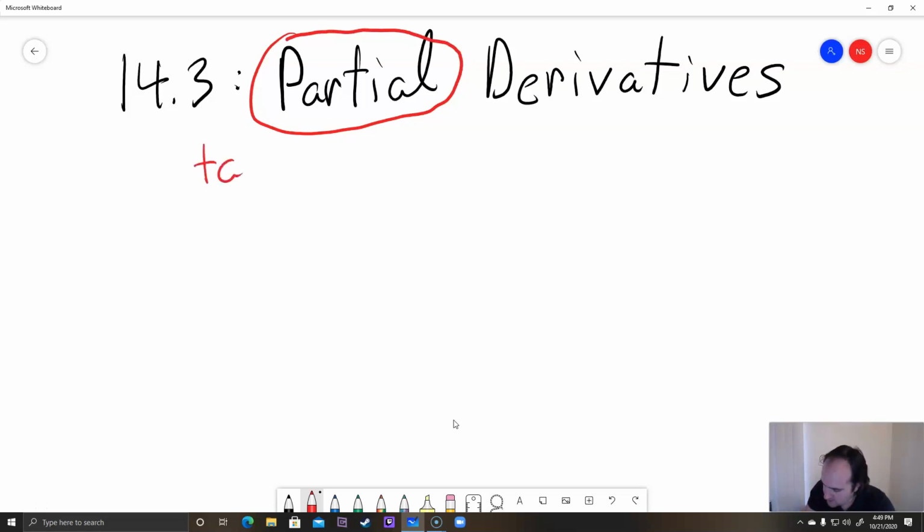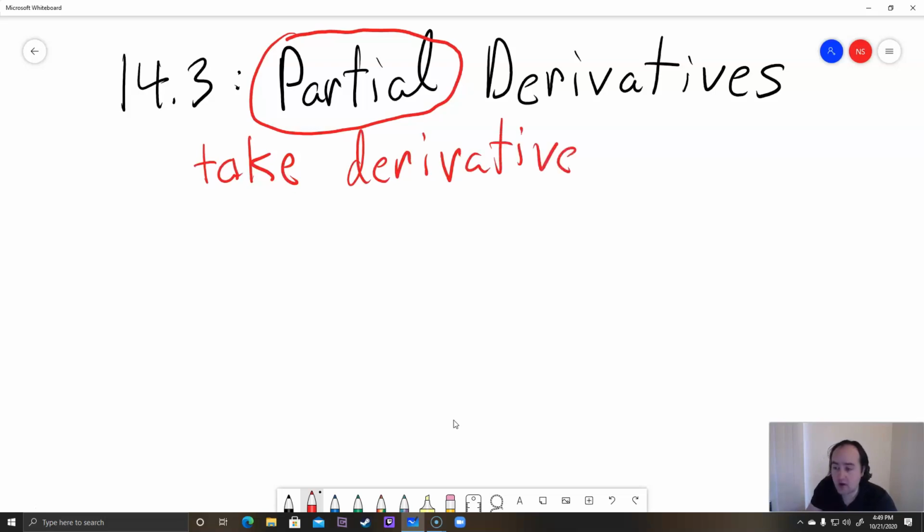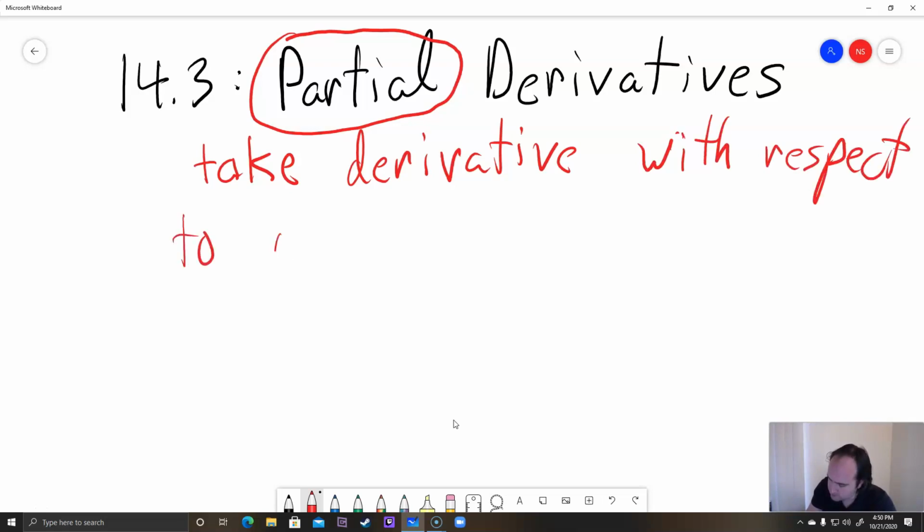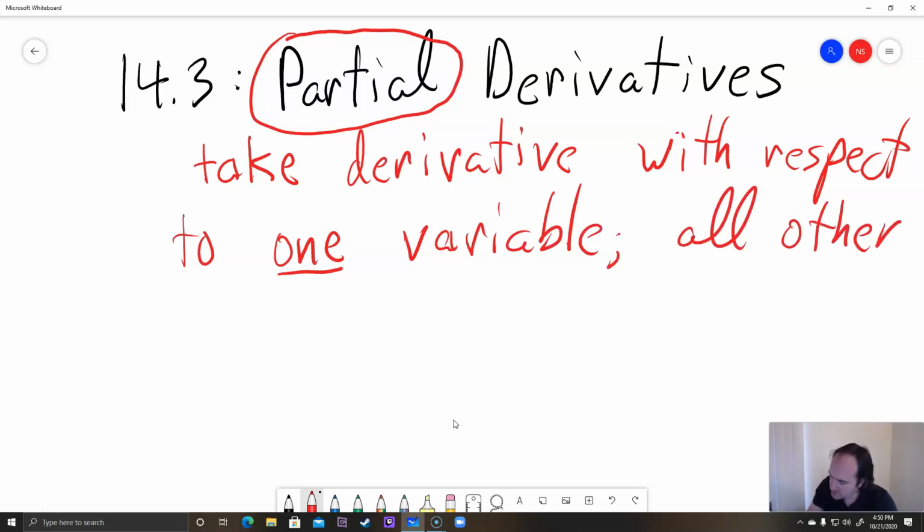Okay, so you take the derivative with respect to one variable, and all other variables are constant. Okay, so all other variables are treated as constants.